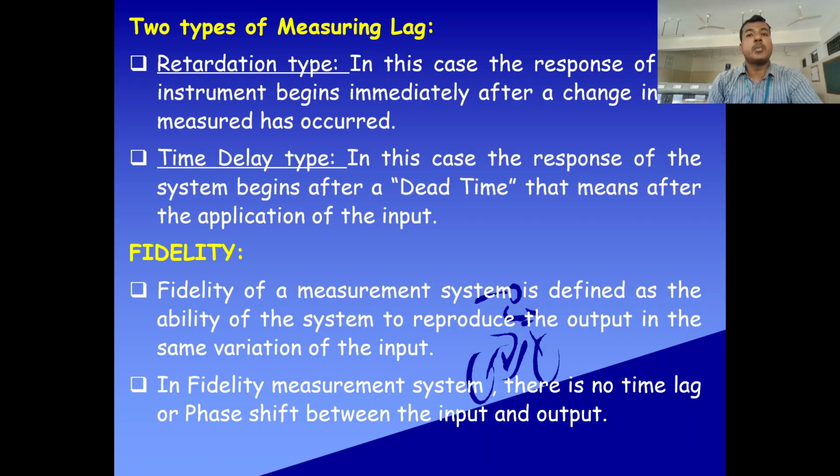These are the four parameters that define the dynamic characteristics of a transducer.